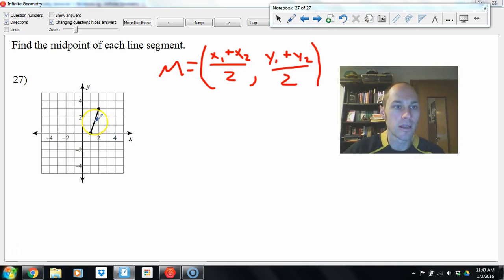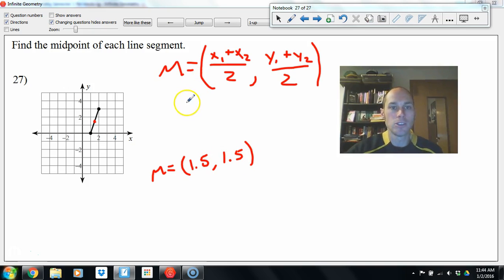So if we go halfway, find that point right on there. So I can see that this coordinate will be, if this is 1, 1.5, it's halfway between 1 and 2 is 1.5. And then if I find the halfway point between my y coordinates, this is 0, this y coordinate is 3, half of 0 and 3 is 1.5. So 1.5, 1.5.